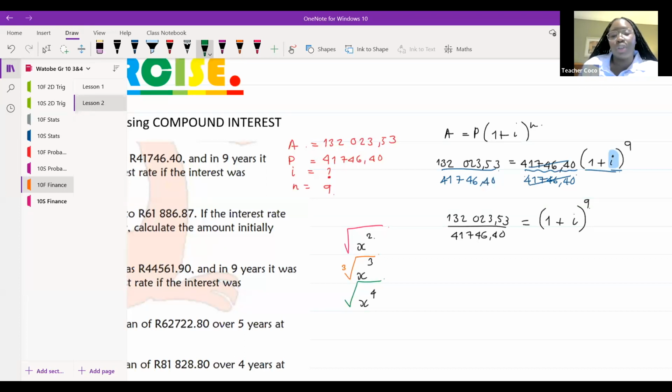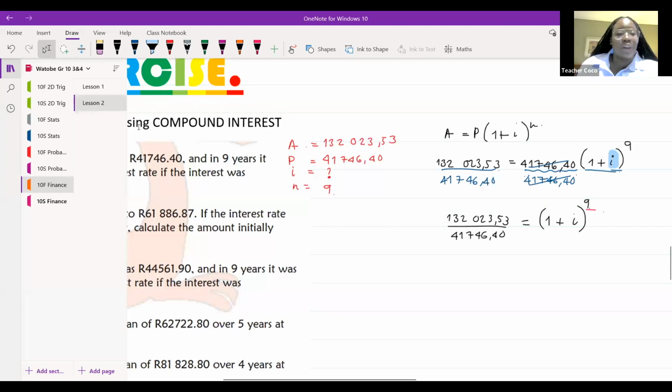Fourth root. Yes, the fourth root, correct. And if I have x to the power of 10, what would I do? The fifth root. Correct, we would take the fifth root. So look at what we have over here. We have 1 plus i to the 9th power. How do I get rid of the 9th power? Ma'am, we take 9th roots. Beautiful, good. We're going to take the 9th.